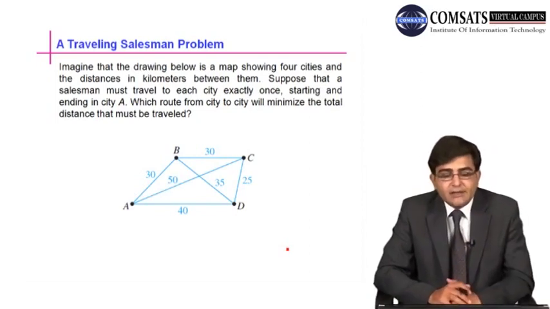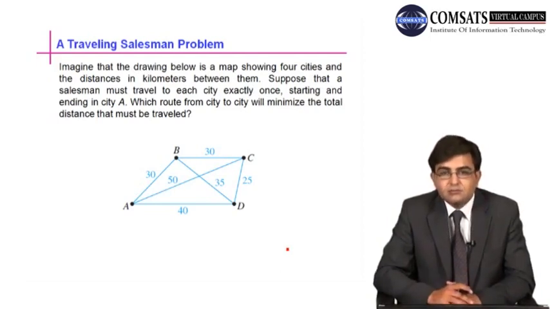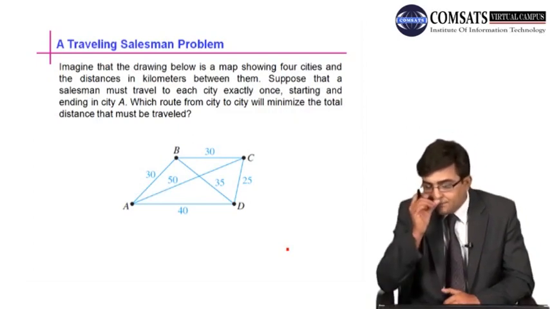Here's a problem. Imagine that there is a salesman who has to deliver his product to 4 different cities by using some roads and paths. So imagine that the drawing below is a map showing 4 cities and the distances in kilometers between them.